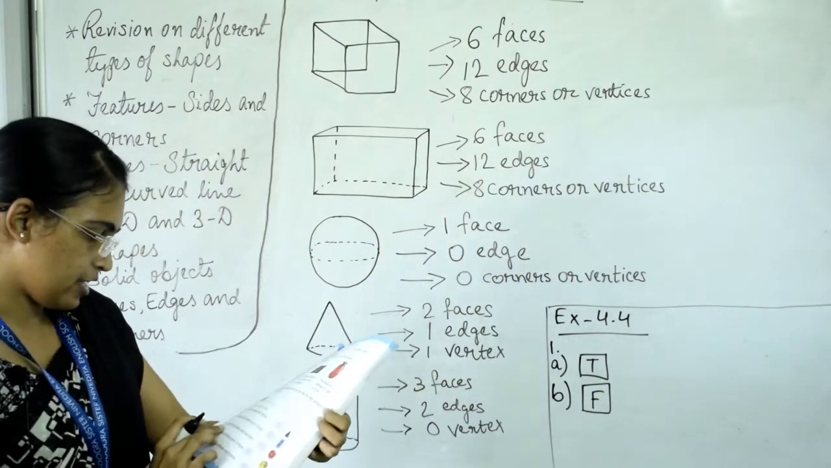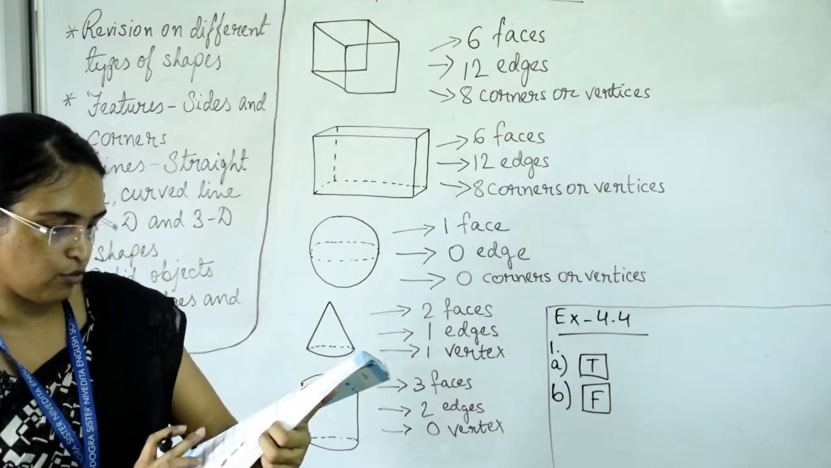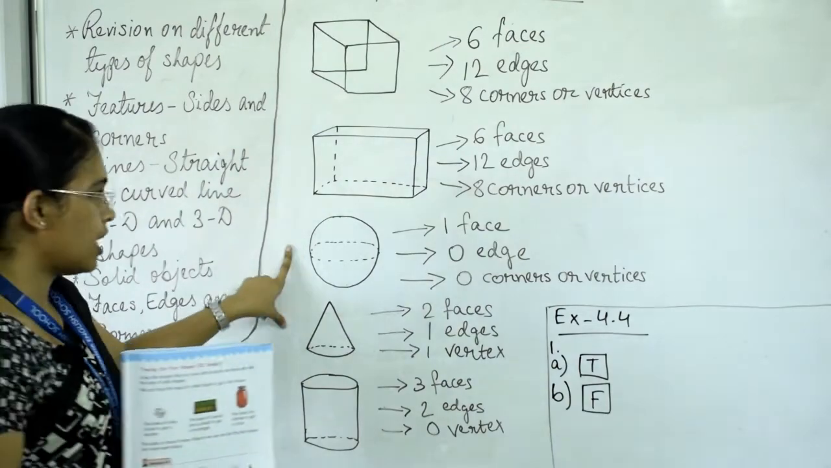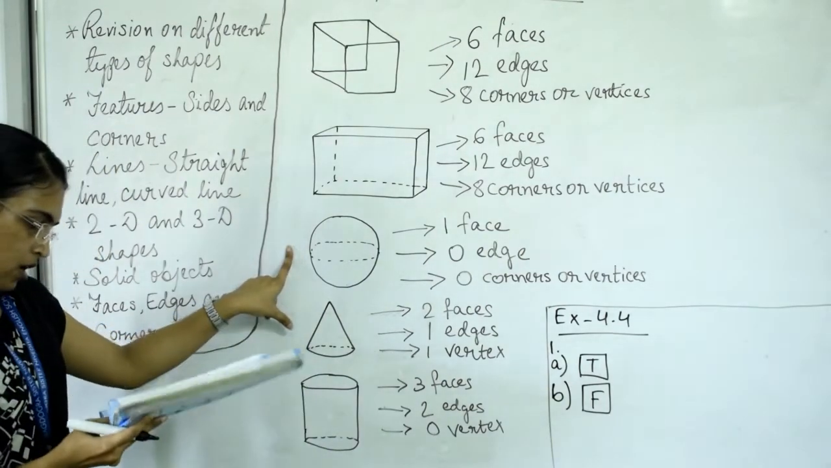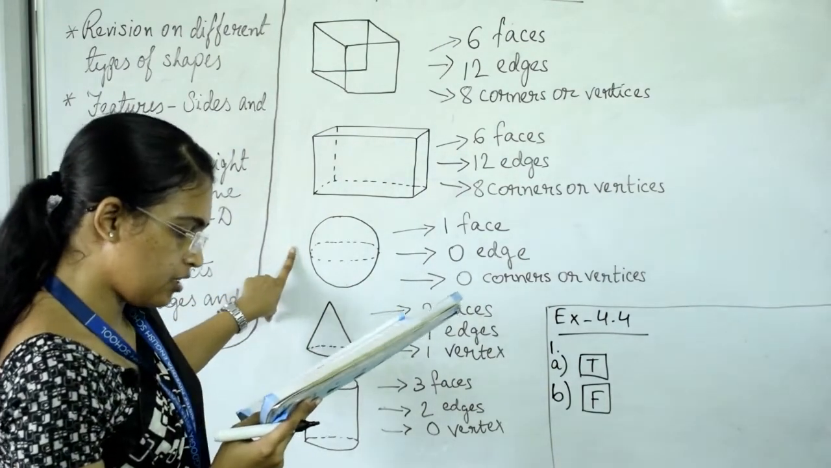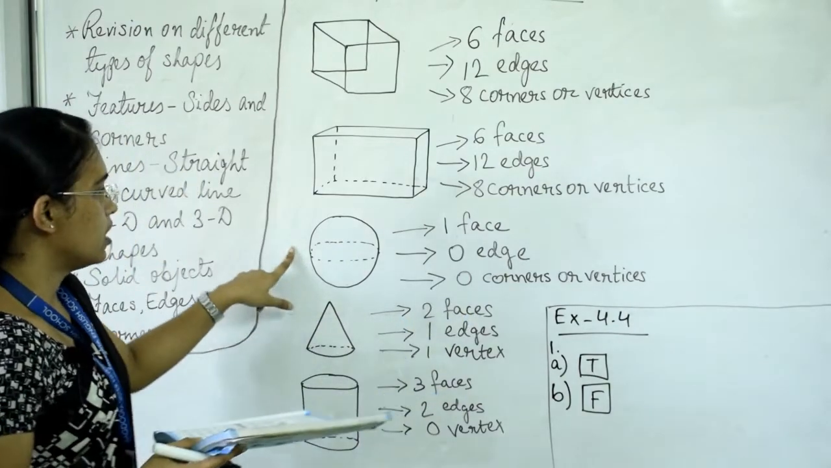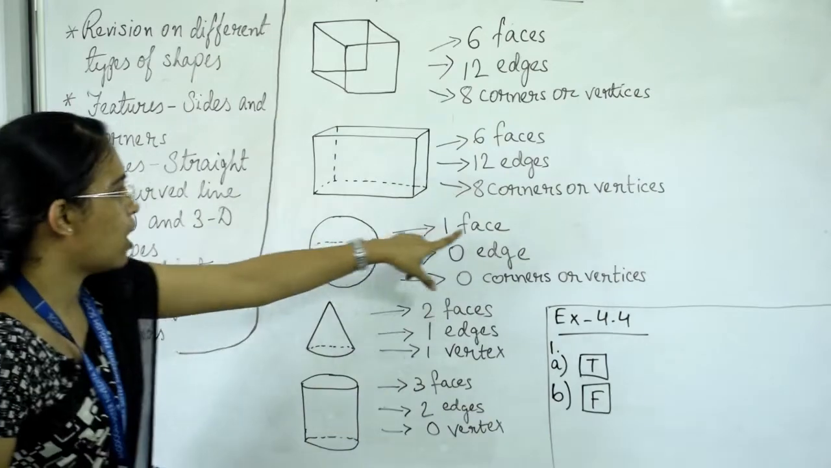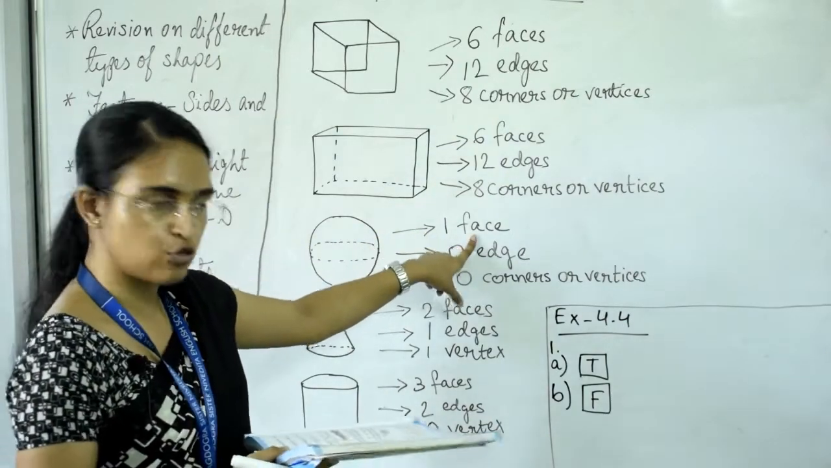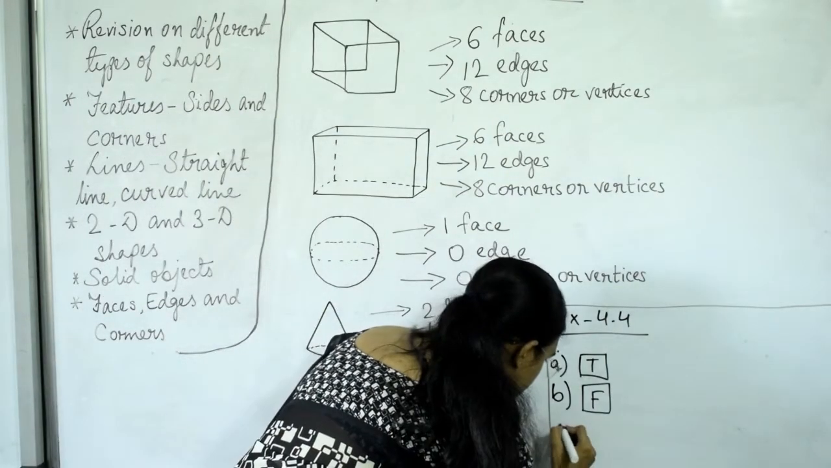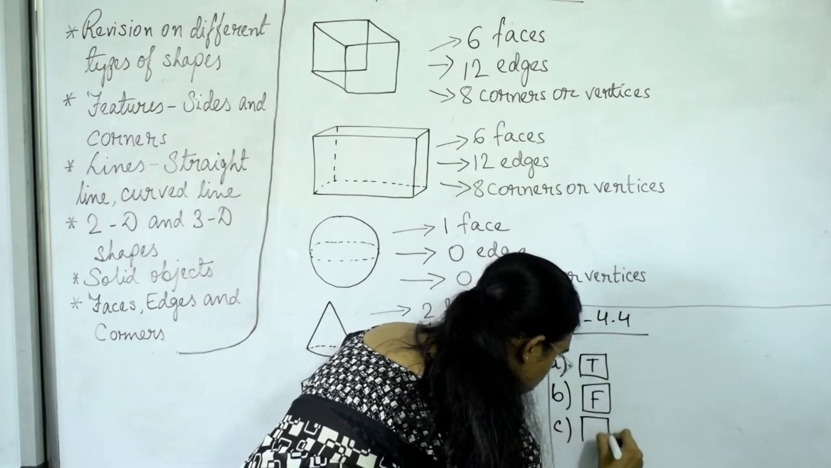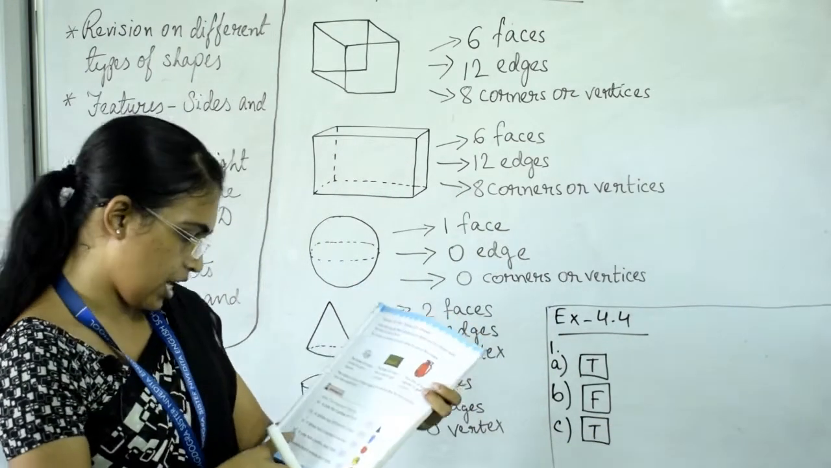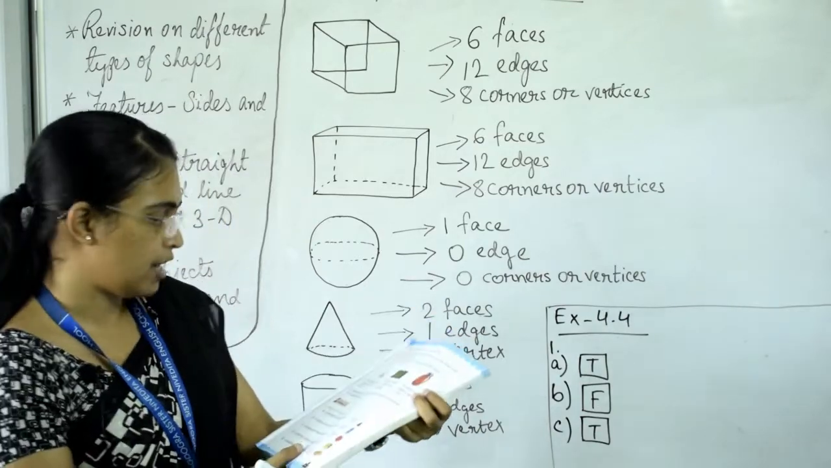Number C, a sphere has 0 vertex and 1 face. Which one is sphere? This one. So a sphere has, in the question what is written here? 0 vertex and 1 face. Yes, a sphere has 0 vertex and 1 face. That means it's true. So number C is true. Write T. Now number D, a cube has 6 vertices and 12 faces.